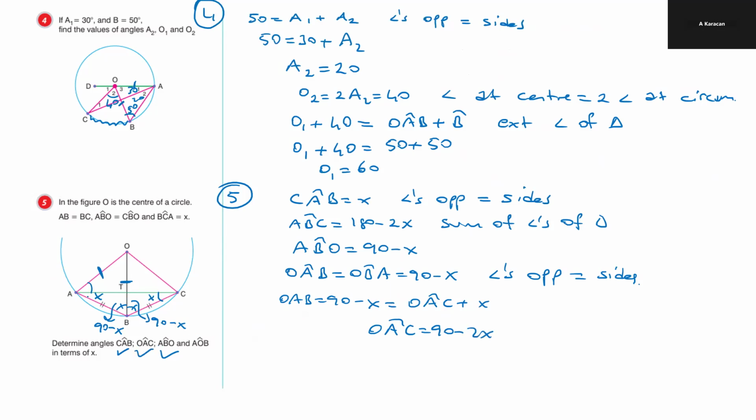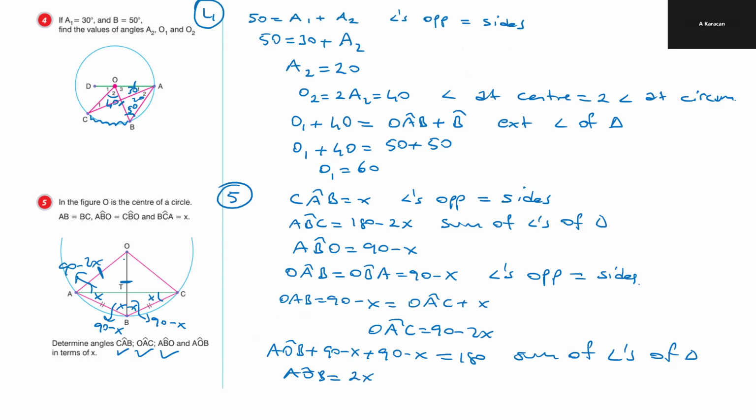We got this one as well. So if this part is 90 minus 2x, then AOB plus 90 minus x plus 90 minus x must be equal to 180, sum of angles of triangle. If you work this out, AOB will be equal to 2x. This part here will be 2x. So you can work this through this way.